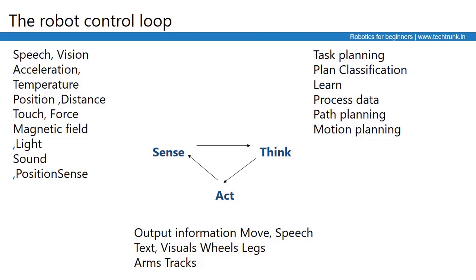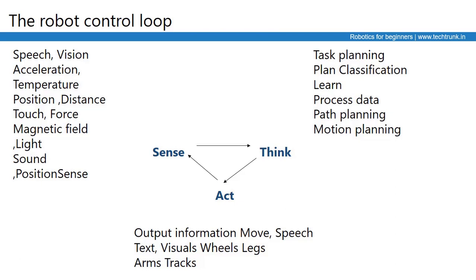Once the robot has the capability of perceiving and understanding the environment using sensors attached to it, it starts thinking and planning the task, in what manner the task has to be performed, classifying the plan, learning from the environment, processing the data, path planning, and motion planning. Once this thinking process, which consists of task planning, motion planning, analyzing the data, learning from the environment, and classifying the task, is done based on the algorithm stored in the robot, the robot comes to the action part, where the actuators in the robot are triggered and it starts acting.